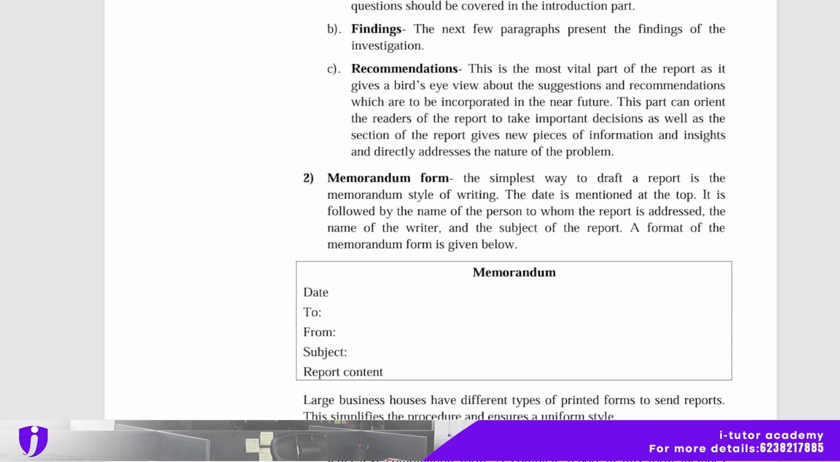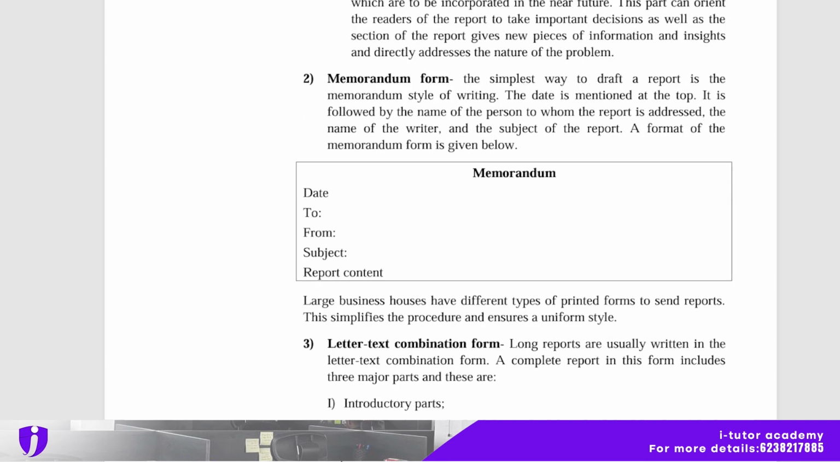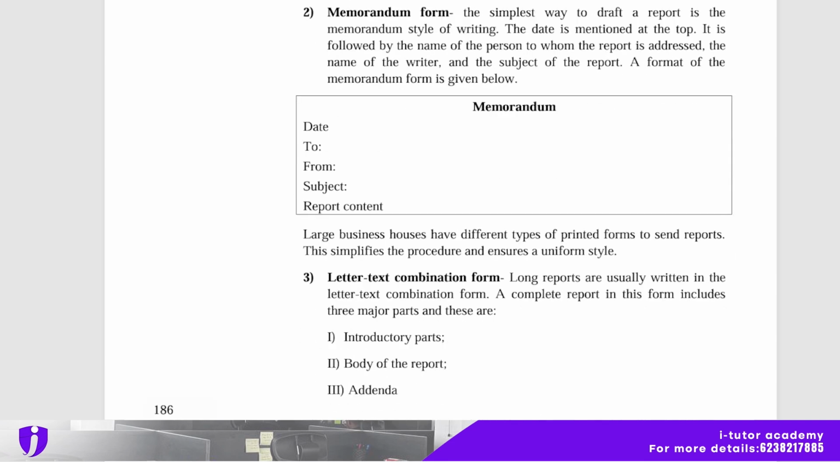Memorandum form. The simplest way to draft a report is the memorandum style of writing. The date is mentioned at the top, and it is followed by the name of the person to whom the report is addressed, the name of the writer, and the subject of the report. So here is an example of a memorandum: date, to, from, subject, report content. Large business houses have different types of printed forms to send reports.